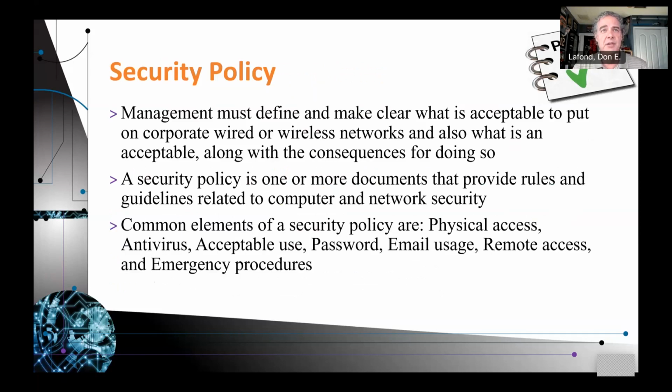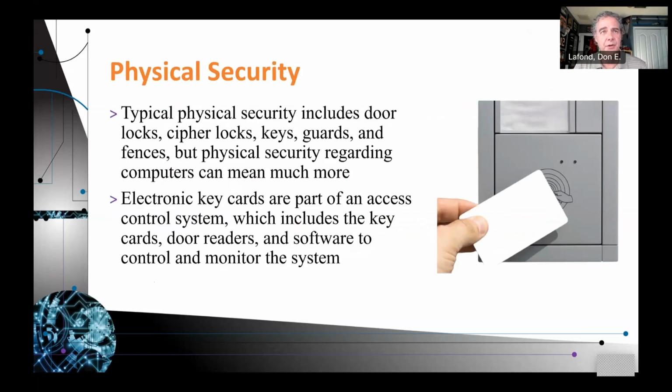Security policy. Management must define and make clear what is acceptable to put on a corporate wired or wireless network, and also the consequences for violations. A security policy is one or more documents that provides these rules and guidelines related to computer and network security. Common elements of a security policy include physical access, antivirus, acceptable use, passwords, email usage, remote access, and emergency procedures. Some of these are obvious, and others we'll talk about as we move through this presentation. Physical security.